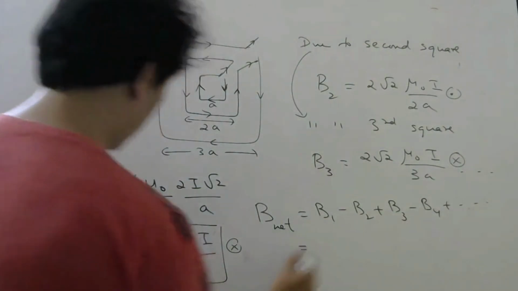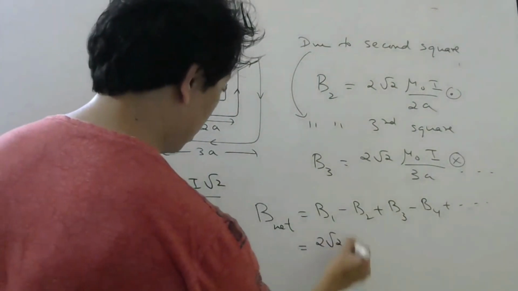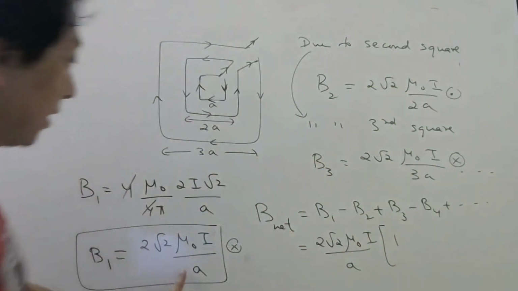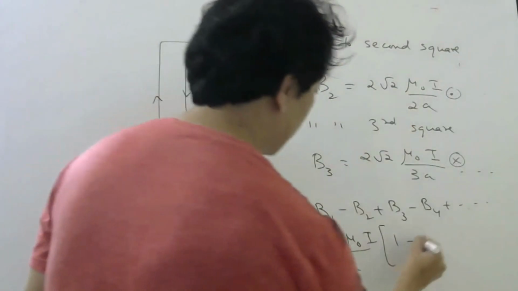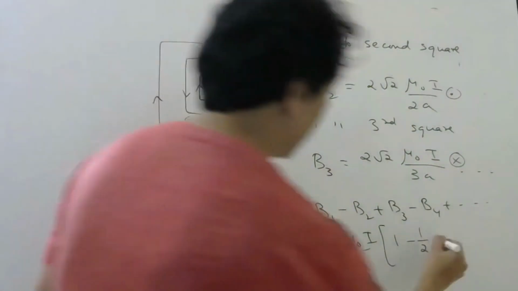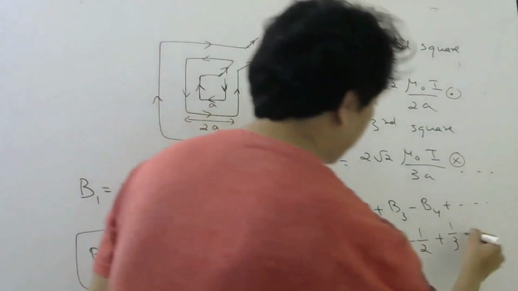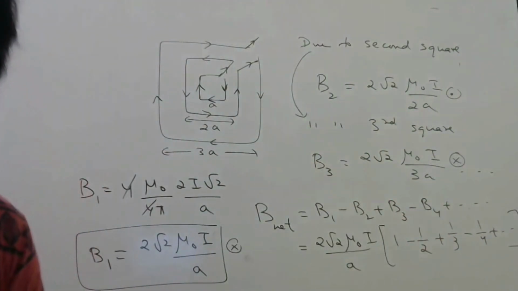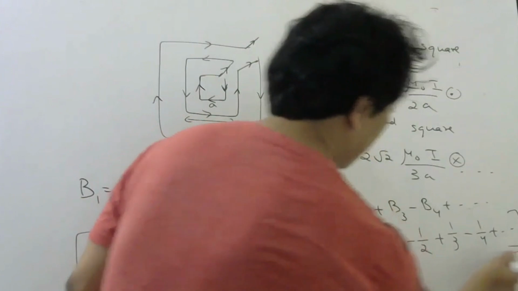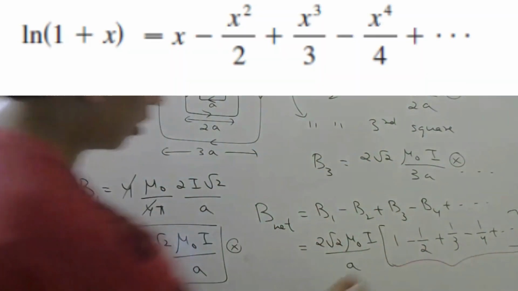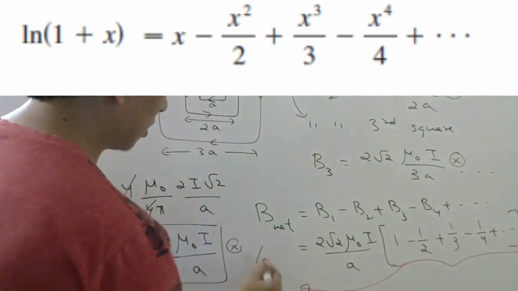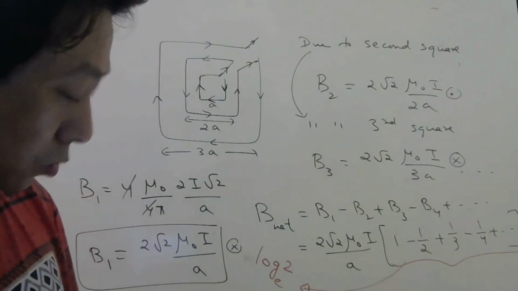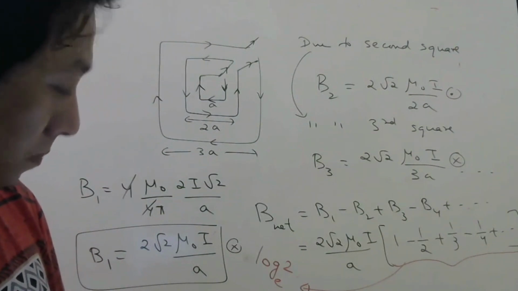So take the common factor 2 root 2 mu naught I by A outside. One will be left here. Then next one here, what will be left? Minus 1 by 2. Here, plus 1 by 3. Next, minus 1 by 4, plus and so on. And this series is what we learned in mathematics to be log 2, log 2 base e. So the option will be 2 root 2 mu naught I by pi A.